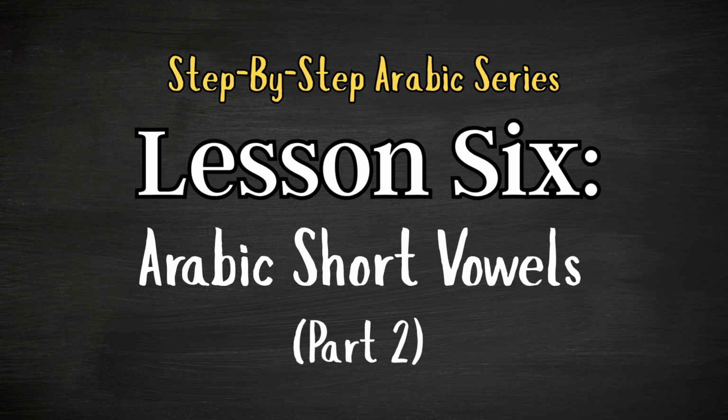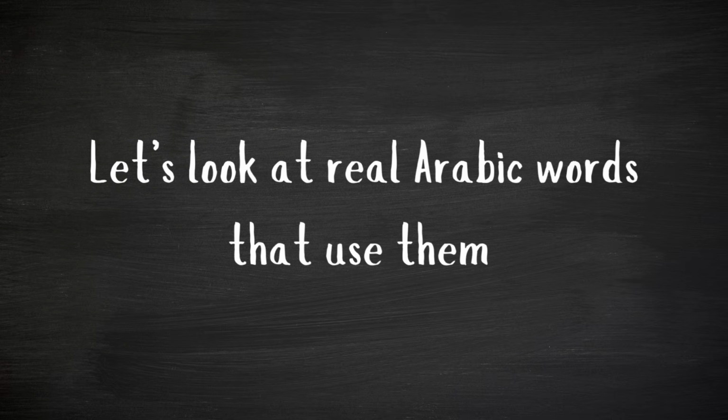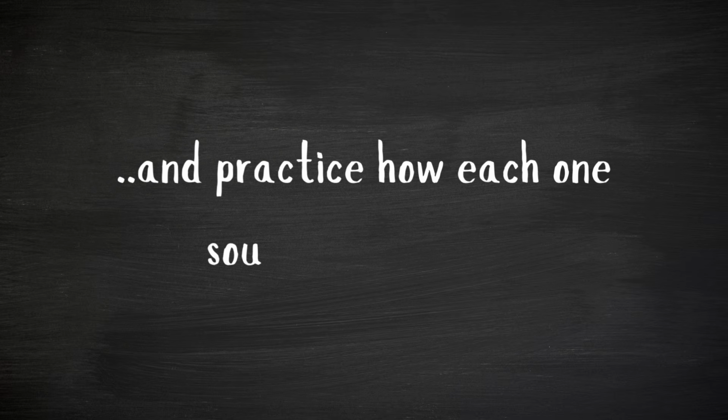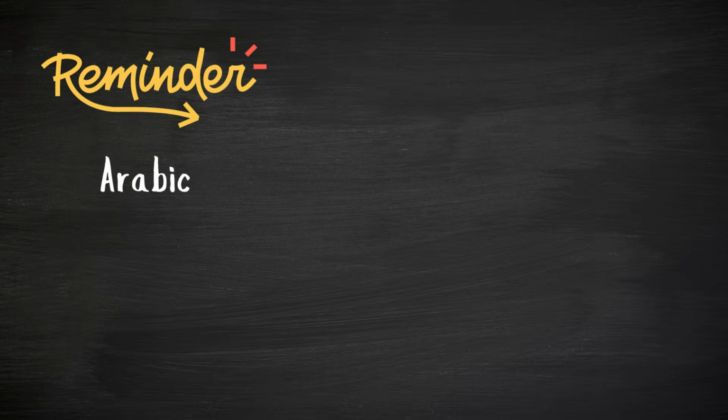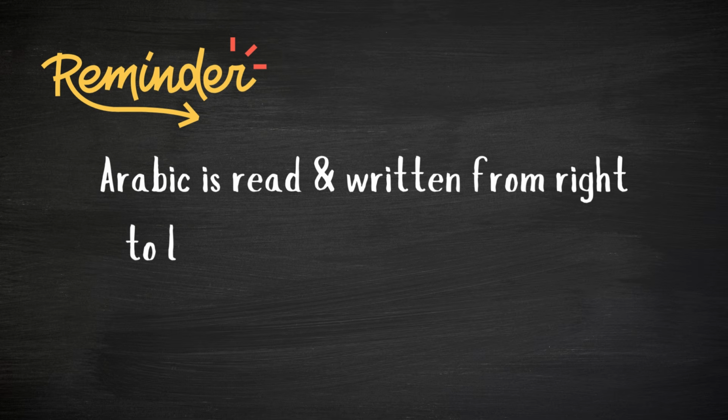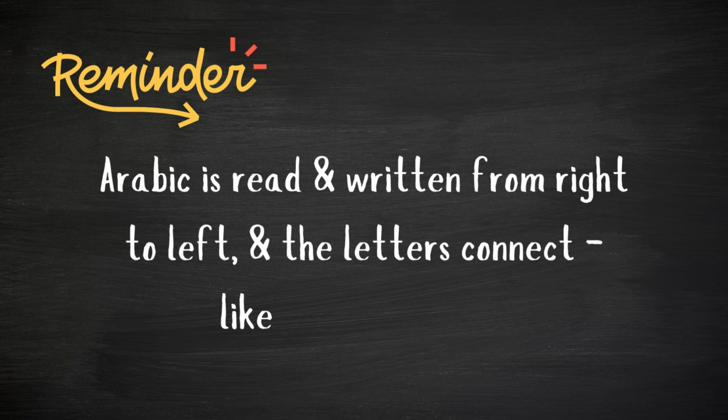Now that you know the 3 short vowels, let's look at real Arabic words that use them and practice how each one sounds in context. Reminder: Arabic is read and written from right to left, and the letters connect, like cursive writing.